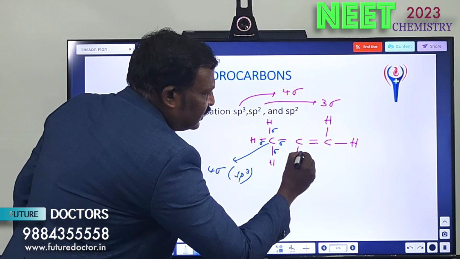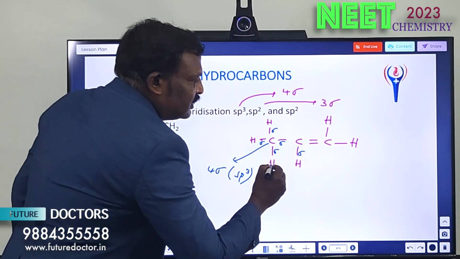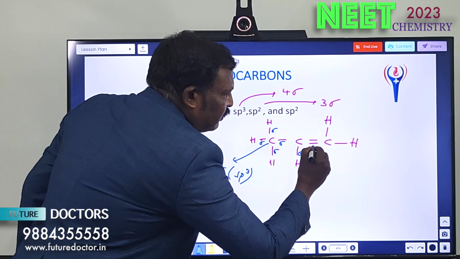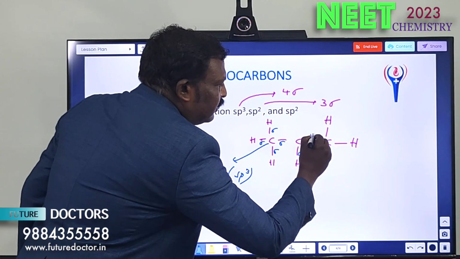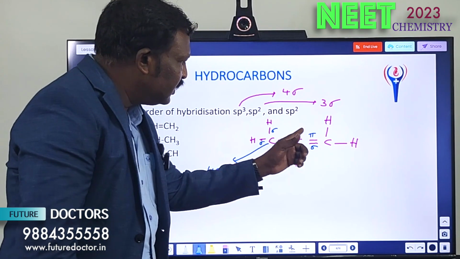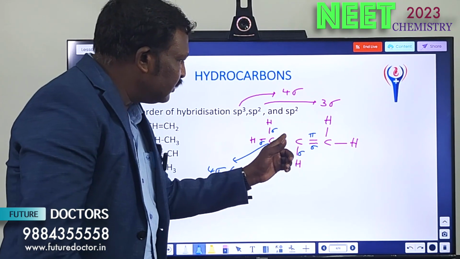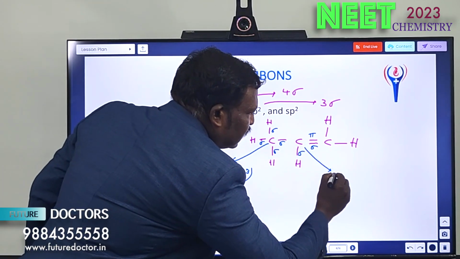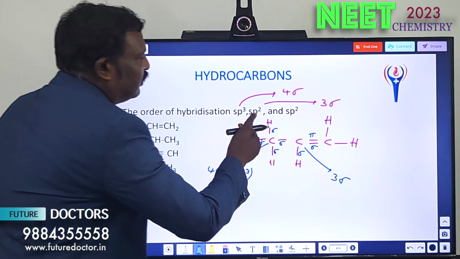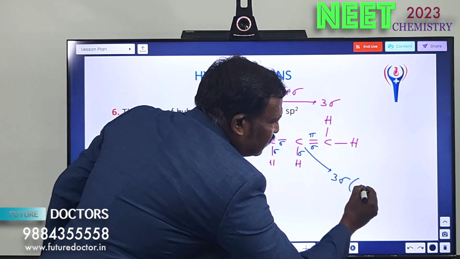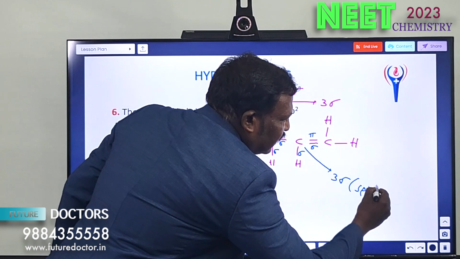Then come to this carbon. All the single bonds mean sigma bonds. Here a double bond is there. So the first bond is always a sigma bond. The remaining will be what? Pi bond. Are you following? Around the carbon atom, how many sigma bonds? 1, 2, 3. 3 sigma bonds. 3 sigma bonds means what kind of hybridization? sp2. Are you following? Understood?